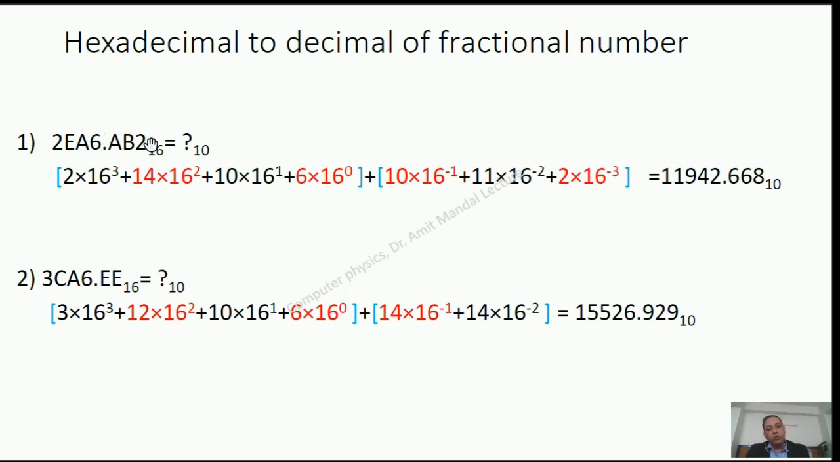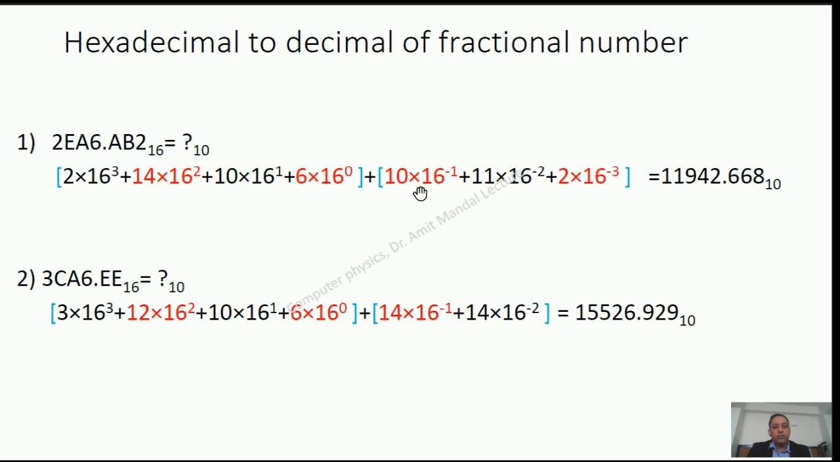Now, as you are moving toward the right-hand side, you have to use negative powers. For example, this A is actually 10. A is the symbol of 10. So 10 into 16 to the power minus 1. This is at the first place counted from this point. So 10 into 16 to the power minus 1.